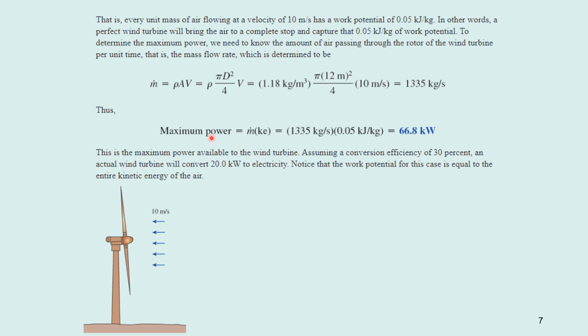And so the power is just the mass flow rate times the kinetic energy. Here the kilograms cancel, and you get kilojoules per second, which is a kilowatt. That's the maximum power available to the wind turbine. We know that all devices aren't 100% efficient. If, let's say, the conversion is 30%, then 30% of this, which is around 20 kilowatts, can be used to convert to electricity.